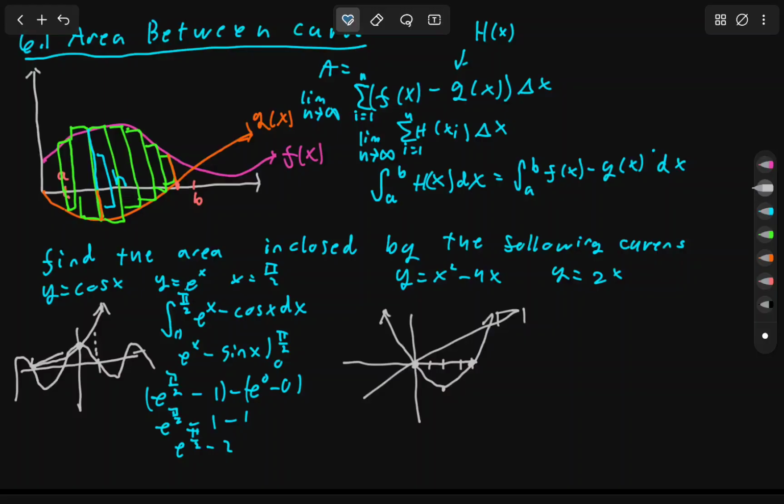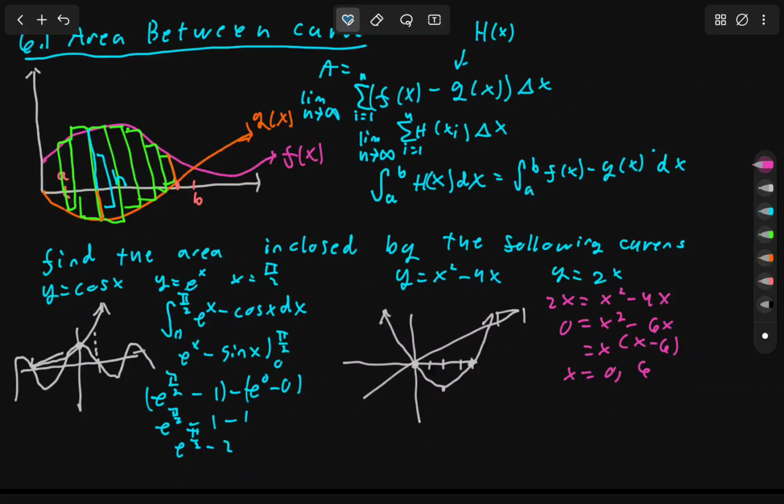So now, because we don't exactly know where these points are, we need to set these curves equal to each other. So we are going to get 2x is equal to x squared minus 4x. Solving now, trying to get 0 on one side, we get x squared minus 6x. We can factor an x, so we get x times (x minus 6). So we get the answers of x equals 0 or positive 6.